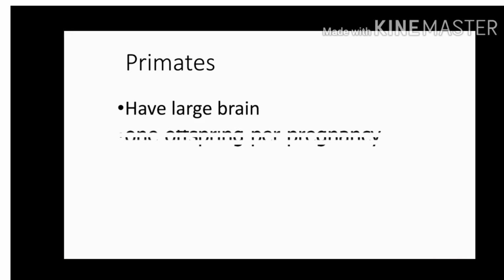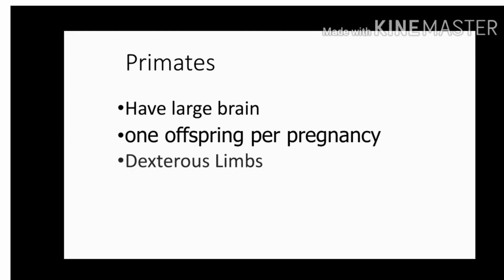Large brain. One offspring per pregnancy, what does that mean? They produce one child in one pregnancy. Next one is dexterous limbs. It means their hand digits are differentiated. They can use their hands for holding things like we human beings.